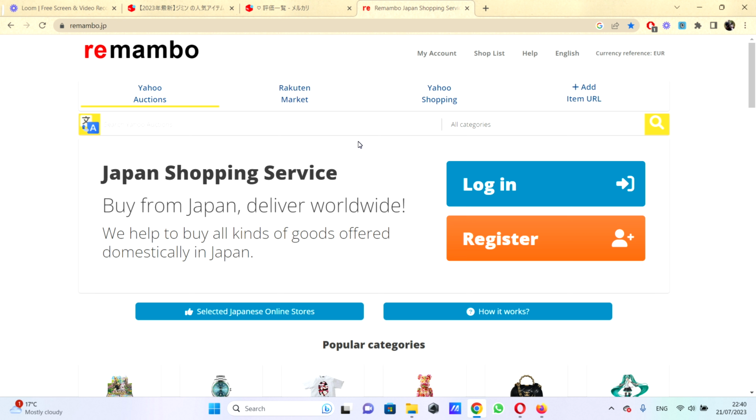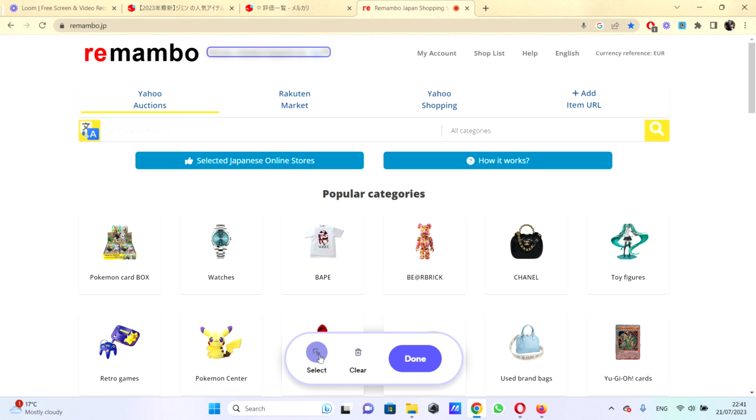I will stop right here because it's pretty self-explanatory, and we will cut to when we have logged in. I'm trying to blur some stuff, so don't pay attention to this. So this is how your page will come up. The way that it works, you have to put in the URL that you are buying.